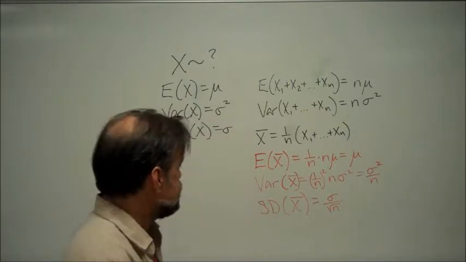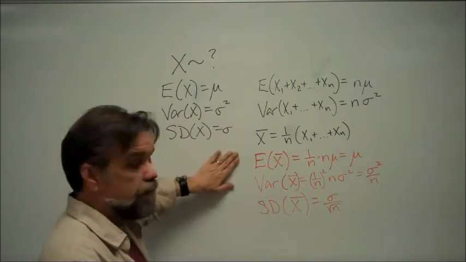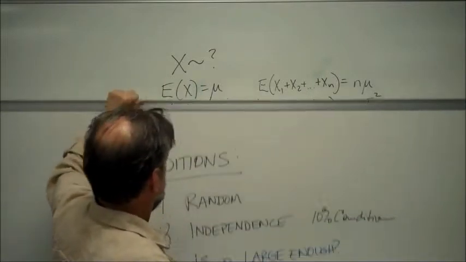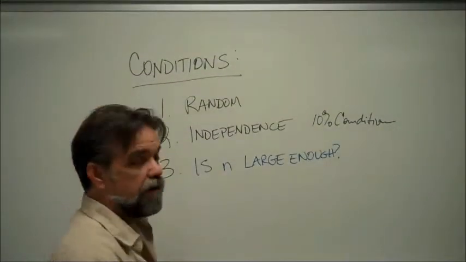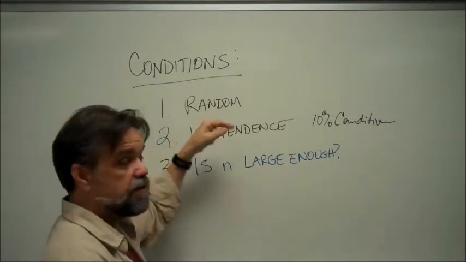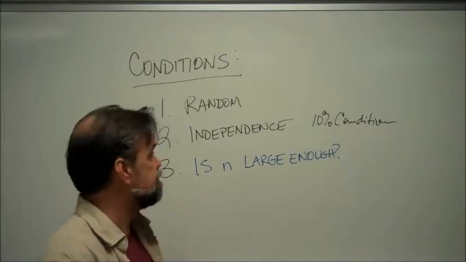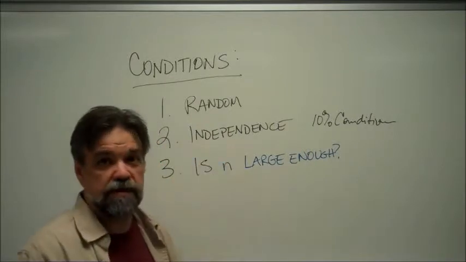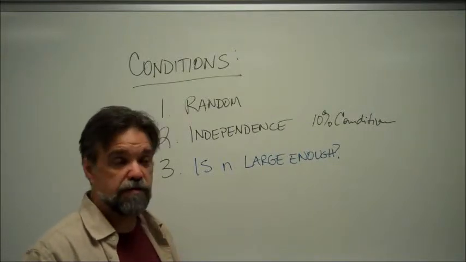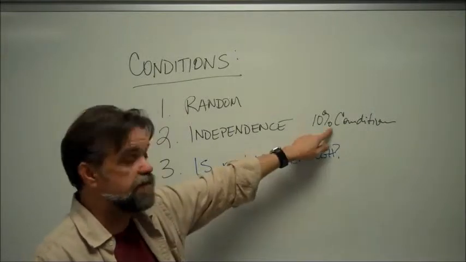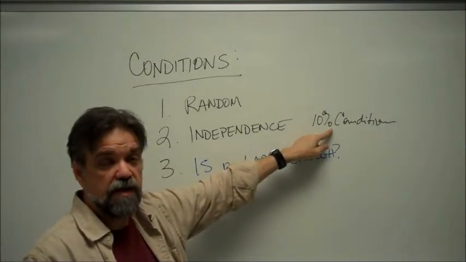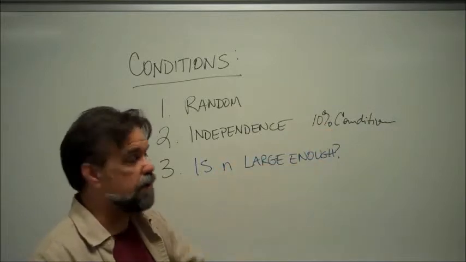Now, this also has conditions. First off, how did we find these people? Randomly, I hope, okay? There must be random selection, just like with our sample proportion. There must be independence, just like with our sample proportion. Okay, if we're sampling without replacement, which is generally the case, the 10% condition must be met. That is to say, our sample size must be less than 10% of our population.